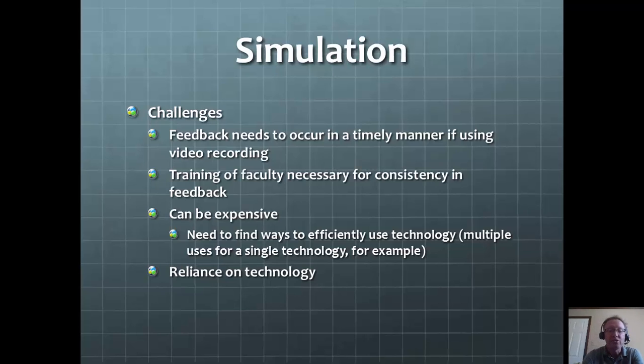One of the challenges in medical education today is to find ways to efficiently use the high-tech simulation devices. Our goal would be to have these devices being used on a very regular basis in order to cut down on the costs. And also, one of the challenges is the reliance on technology. The technology, as all of us know, can sometimes throw in problems in terms of education, and we need reliable systems to provide that.